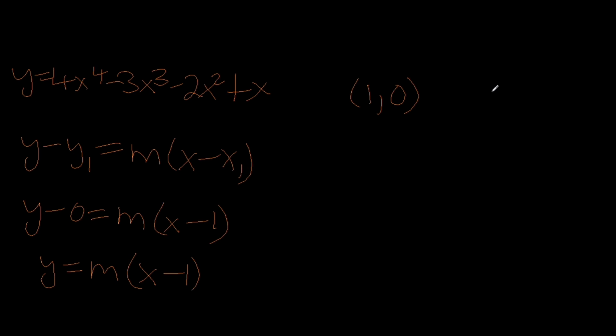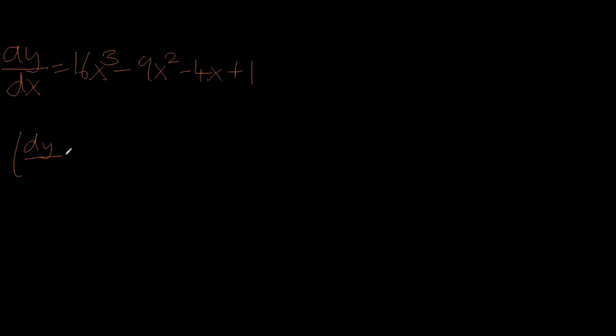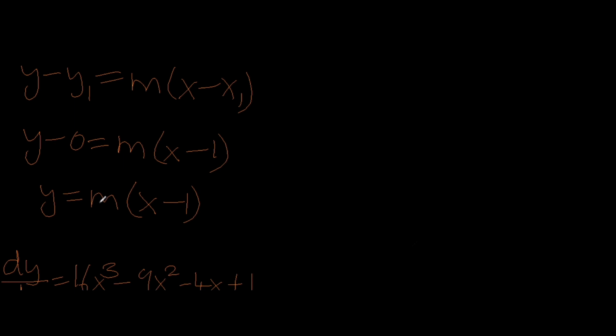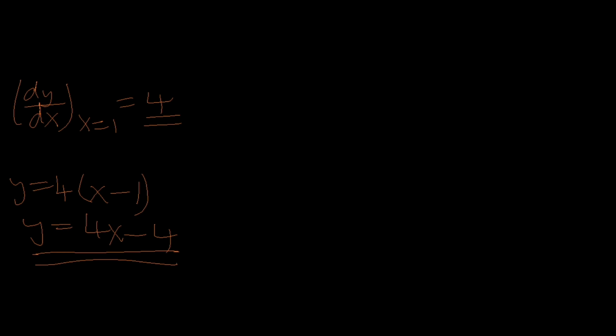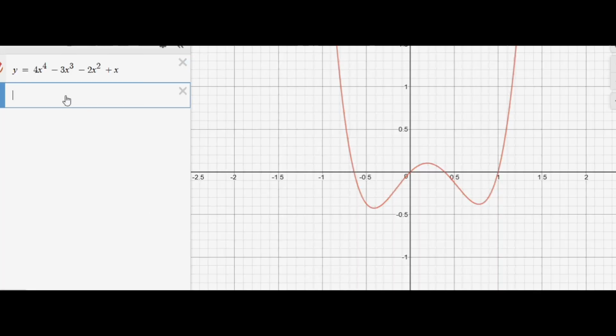So anyways, if I differentiate this expression here, then I'm going to get, so now my derivative when x is equal to 1 is equal to 4. So in other words, the gradient of the curve at the point 1, 0 is equal to 4. So the gradient of my tangent is 4, so my m is 4. So the equation of the tangent is y is equal to 4 multiplied by x minus 1. So y is equal to 4x minus 4. And that's the equation of my tangent. Just to confirm, y is equal to 4x minus 4.